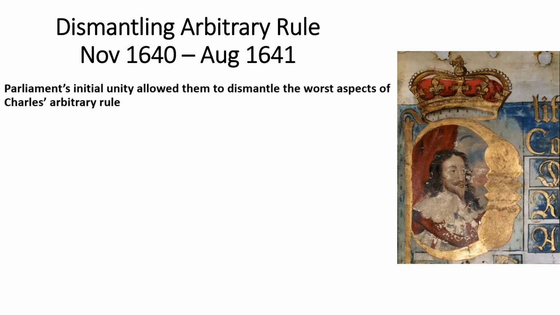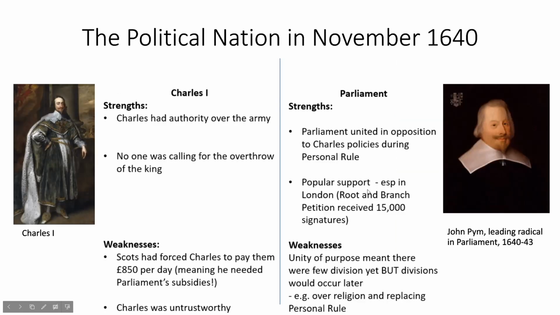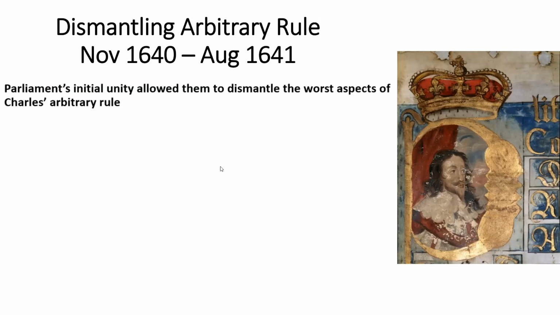Okay, now, so as we've established, Parliament is probably in a stronger position at the start. I think that's probably fair to say. We've looked at this unity of purpose and Charles's between a rock and a hard place kind of circumstances makes him in a difficult position. So what Parliament does in the early stages of this period is that because of their unity, it allows them to dismantle some of the worst aspects of Charles's arbitrary rule. So they go about in this period introducing quite an extensive series of constitutional reforms, and these reforms really do restrict prerogative powers of the monarch. And remember, prerogative powers are those rights and powers that only the monarch has.